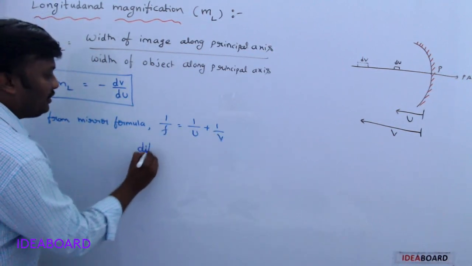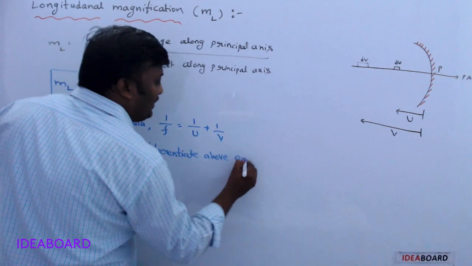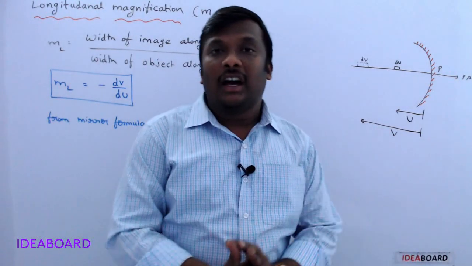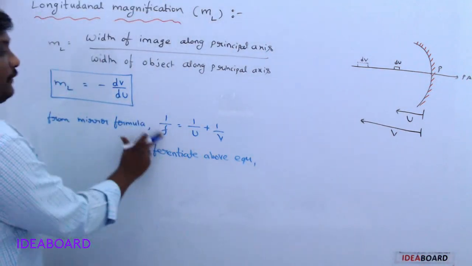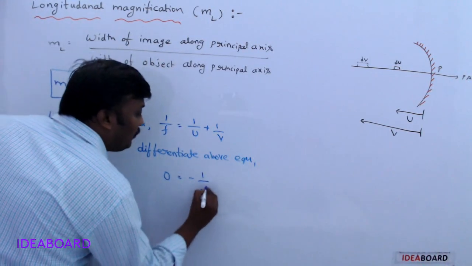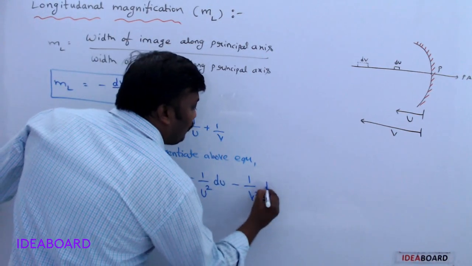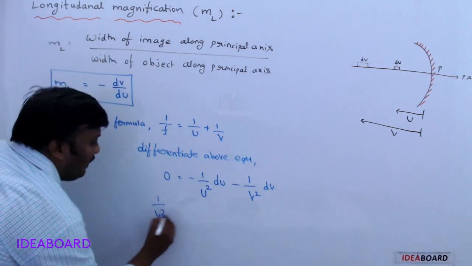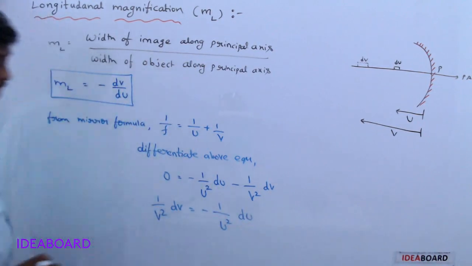Now, differentiate the above equation. For a particular mirror, the focal length always remains constant, we said initially. Remember? So, the differentiation of a constant is 0. 1 by u differentiation gives minus 1 by u square du. 1 by v differentiation gives minus 1 by v square dv. Taking this to that side, 1 by v square dv is equal to minus 1 by u square du.